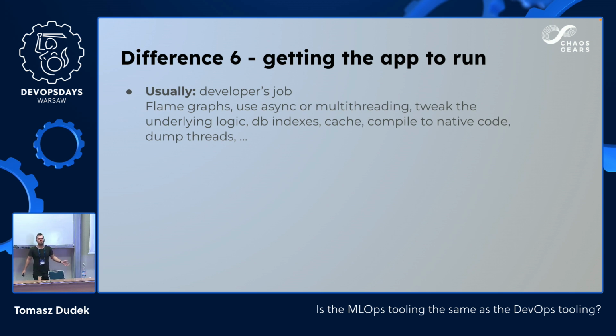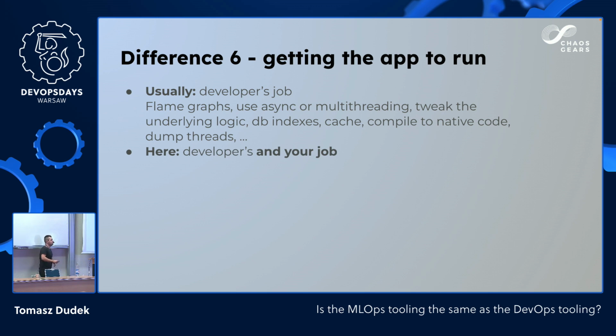Here are basically some tools or techniques that developers use to run the application if it's not performing too well. What's different in MLOps is that it is the entire team's job to run the model. We'll start with the fact that we are building those inference servers, and in fact, this is the entire team. The entire team provides some building blocks for that inference server.